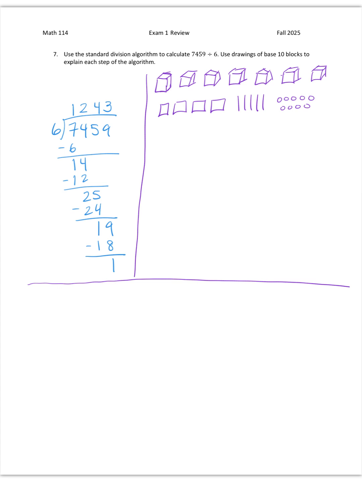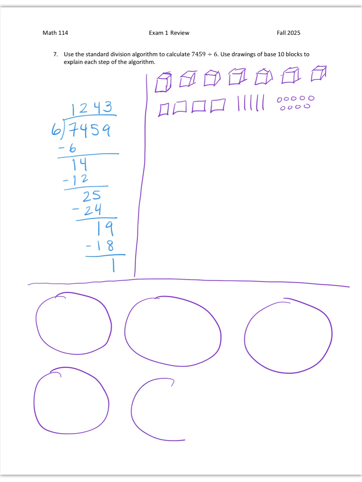Okay, so I have to distribute these blocks into 6 groups. So I'm just going to put some groups down here. 1, 2, 3, 4, 5, 6 groups. So I'm going to try to distribute all these blocks equally among these 6 groups. And I'm going to start with the thousands. So I have 1, 2, 3, 4, 5, 6, 7. That's enough to put 1,000 in every group. That's what we're doing when we do the 6 goes into 7 once thing. We're saying we have 7,000s. I can put 1 of them into each of the 6 groups.